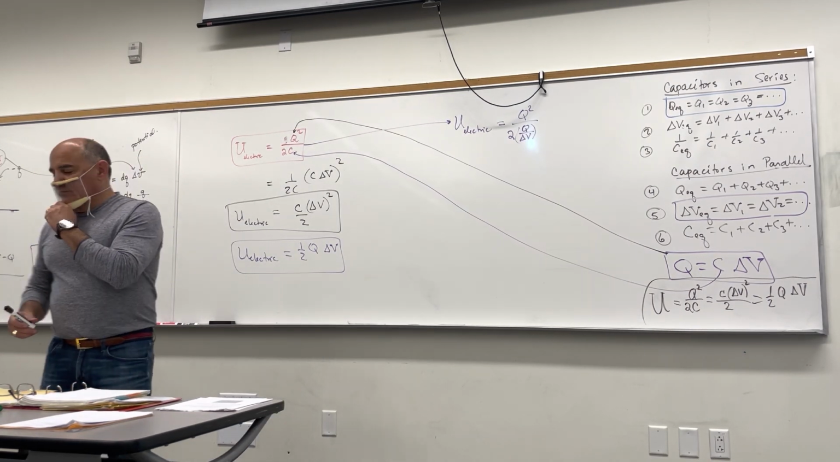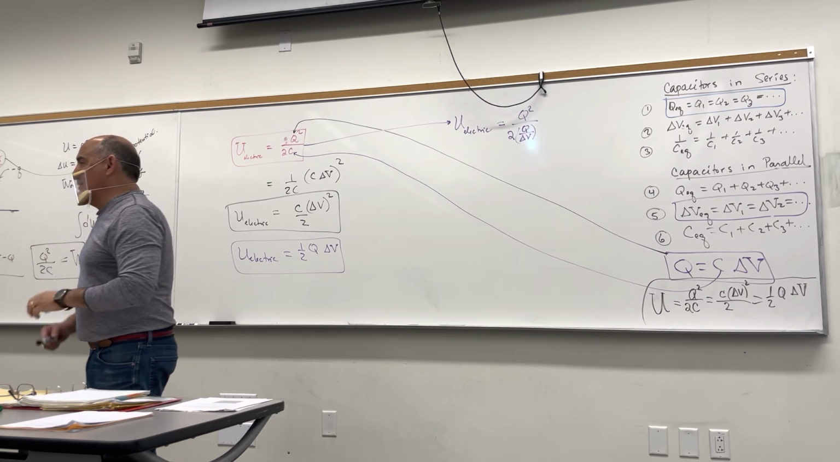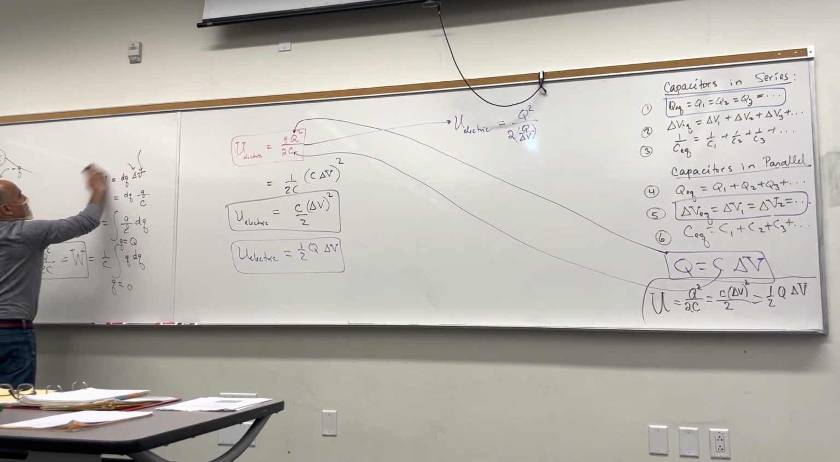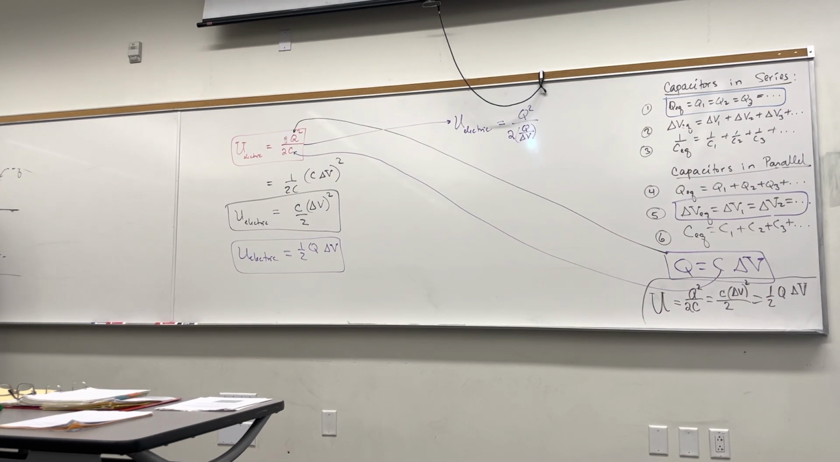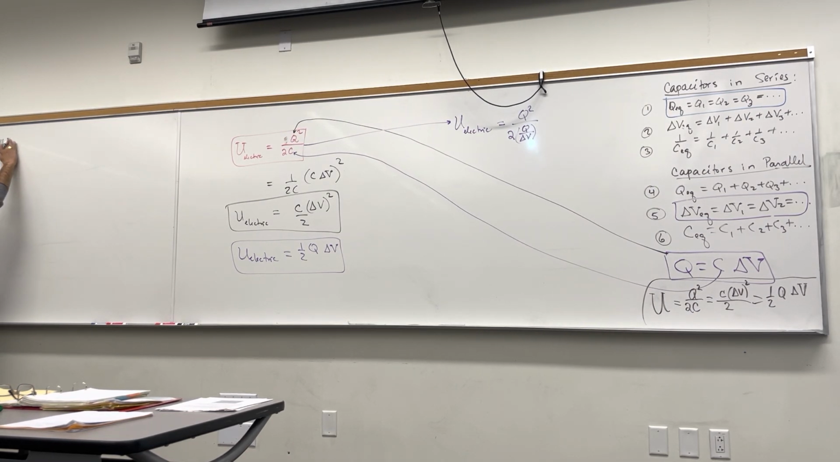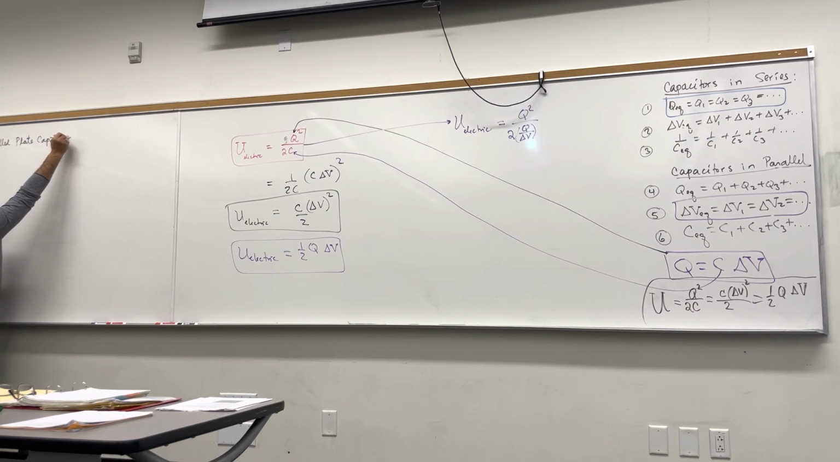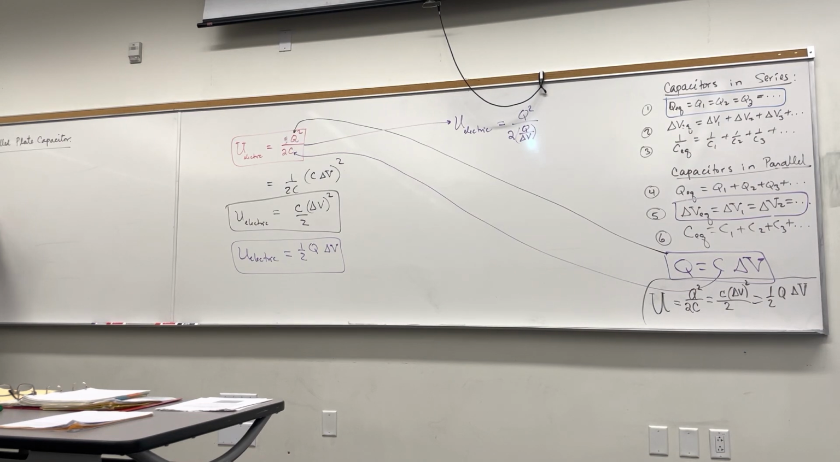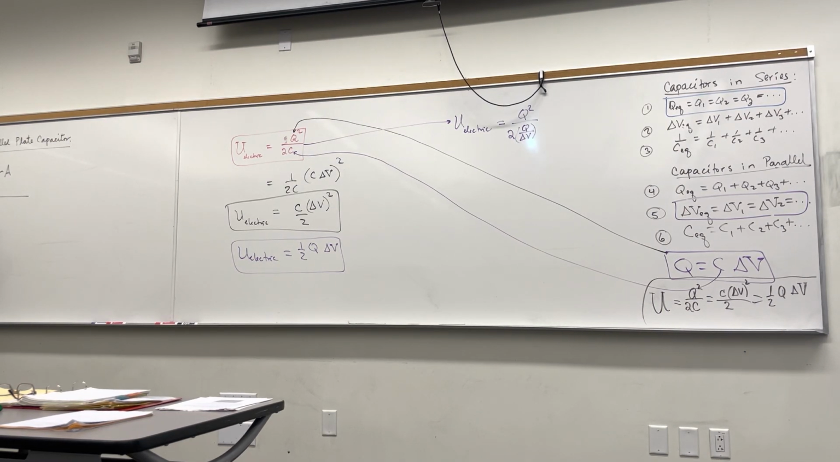Now, let me say something specific to the parallel plate capacitor. So if you consider a parallel plate capacitor, what do we have? We have the area of this, let's make it A, and the area of that is A. Suppose they're separated by a distance D, and we have vacuum in here. Suppose we have plus Q here, minus Q on that one.